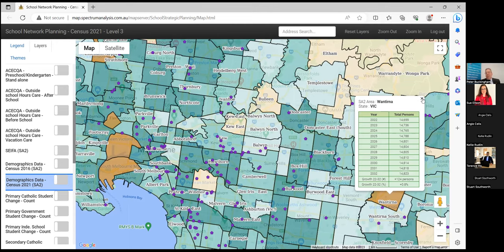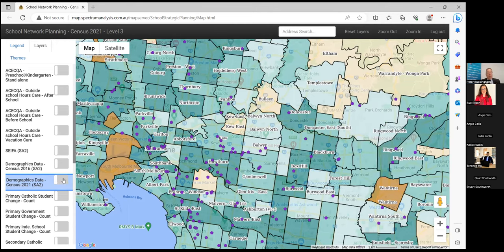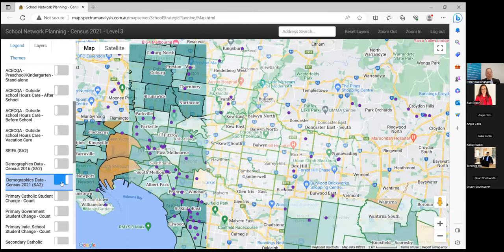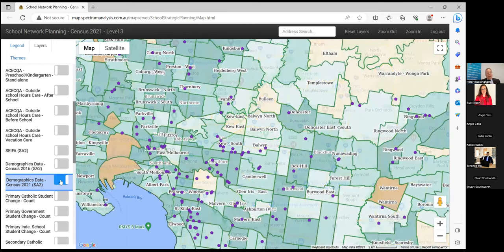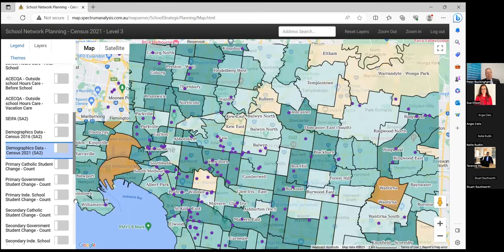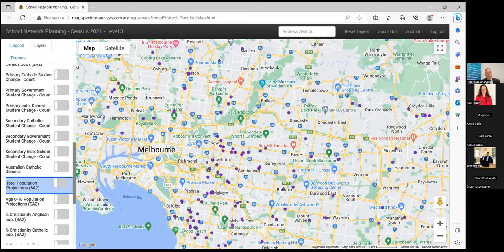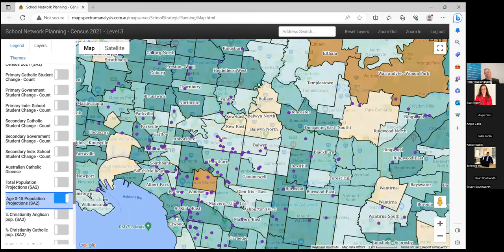Now, the biggest thing I believe, the most important one I see, is this one. This is population forecasts of 0 to 18 year olds over the next 10 or 11 years. So I'll just open an area. I'll stick around Surrey Hills.